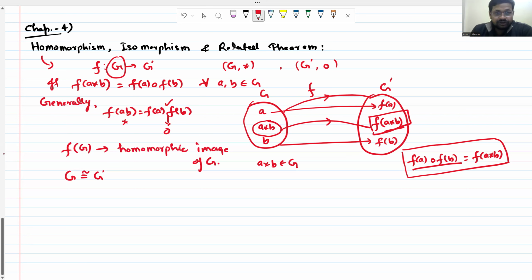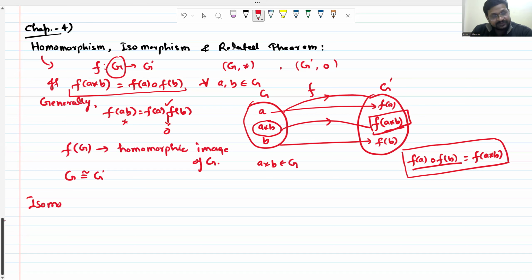so this is about your homomorphism. So if you want to check whether a function is a homomorphism or not, you will have to check this condition. If this condition is true for all a, b, then that function will be a homomorphism. If there exists at least one pair where this condition does not hold, that function will never be a homomorphism. Okay. So next, isomorphism.